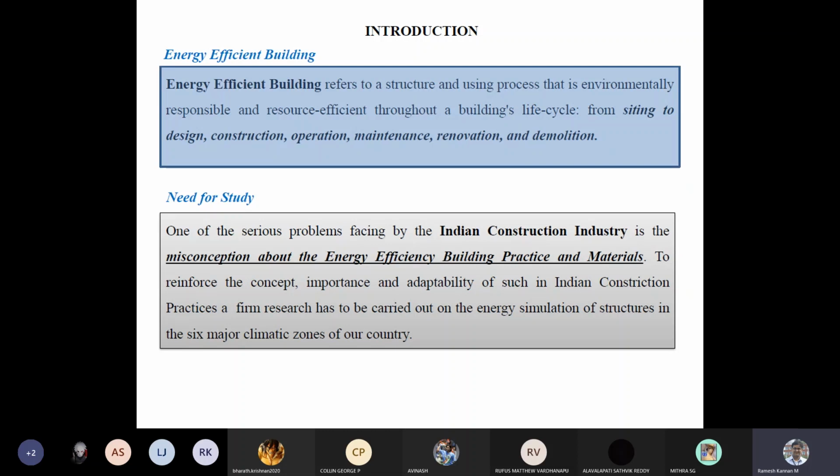This all starts from siting to design, then construction. So it is about making a building environmentally responsible and resource efficient throughout its life cycle, right? And there's always a misconception about energy-efficient buildings and practice in our country. They think it is pretty expensive, or they wonder why we need it when we have a safer building. But sustainability is equally important. It looks into the longer period of time, so the longevity of the building will be higher than if you provide safety only for a shorter period of time.